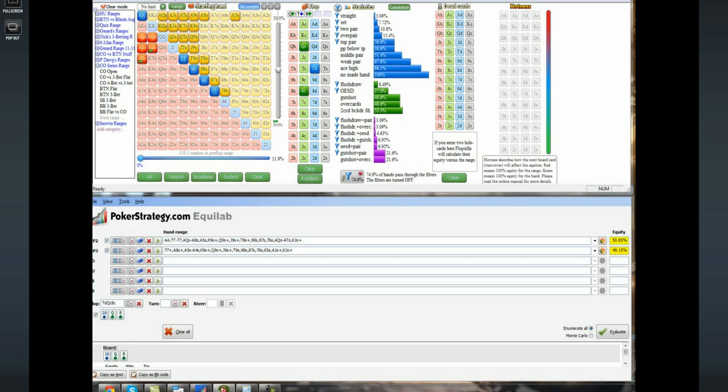Because if we call with ace-jack, maybe our opponent's barreling on the flop with king-jack. And if we have ace-jack and our opponent has king-jack, we're going to be doing very, very well. His jack is tainted. If he makes the king, we make the straight. And if the turn card comes a 9, it's going to be pretty obvious: ace-jack's not very good once the turn comes a 9. And if the turn card comes an ace, we'll probably lose some value, but not a tremendous amount.